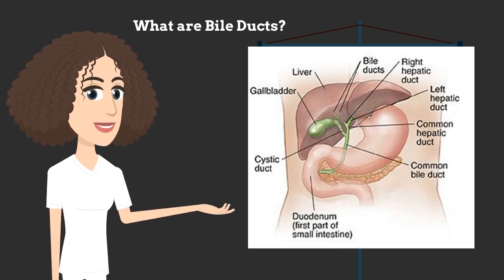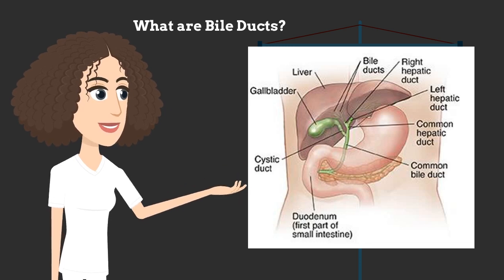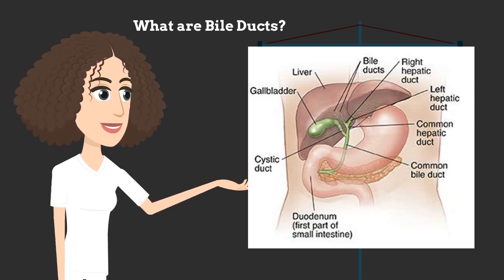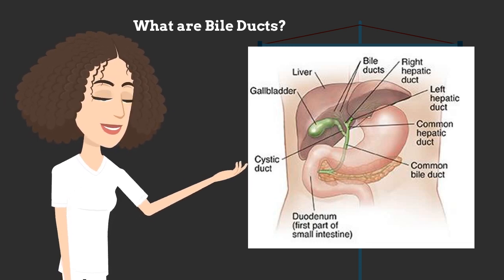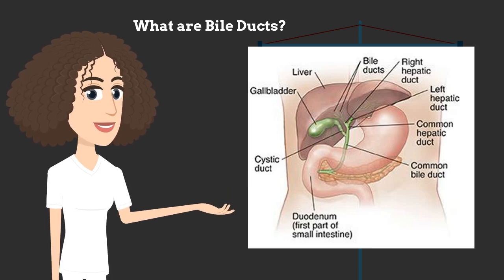Bile passes from the liver through all these ducts into the gallbladder, where it is then stored until it is released down through the common bile duct, passing through the pancreas and ampulla of Vater into the small intestine to help break down our food.